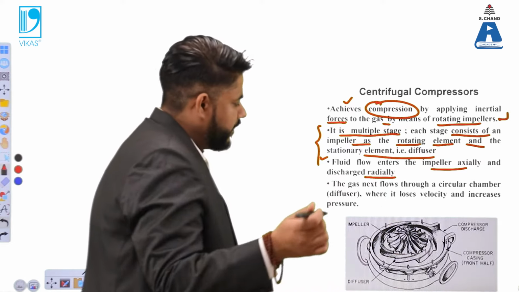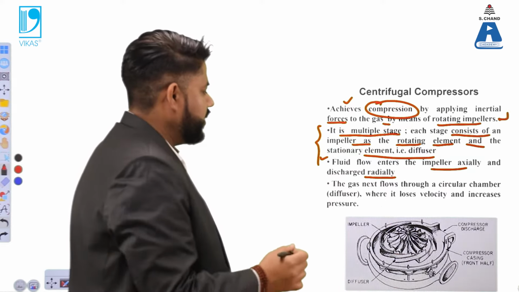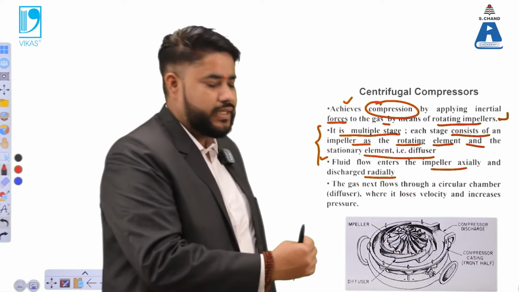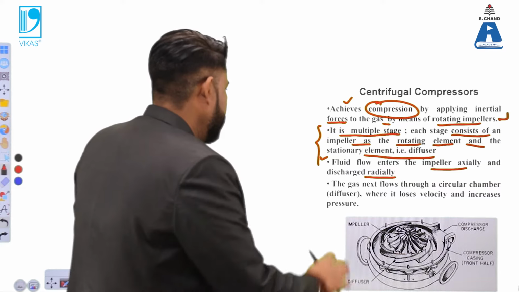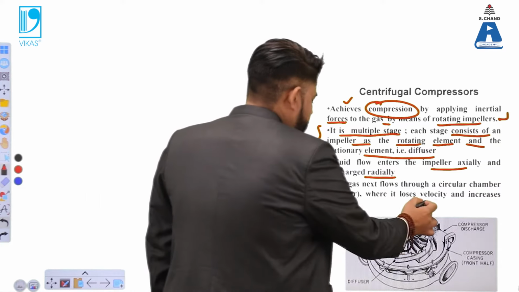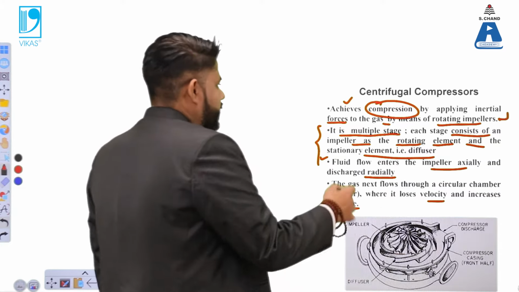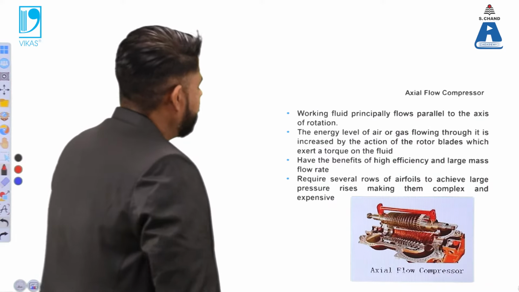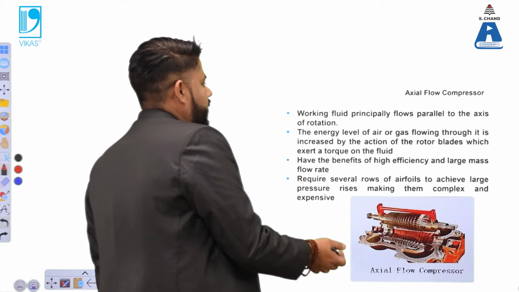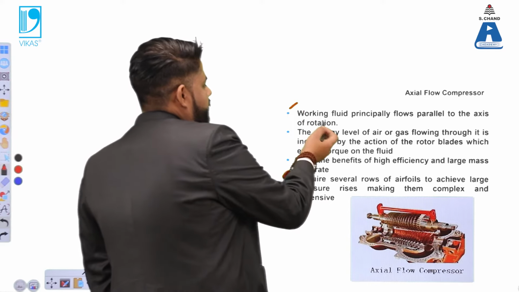So the entry of the fluid is in the axial manner, that is towards the axis, and towards the radius it moves outside. Here it loses velocity and increases the pressure, which is particularly required in the case of a compressor. Then you have another category of this dynamic compressor, which is the axial flow.